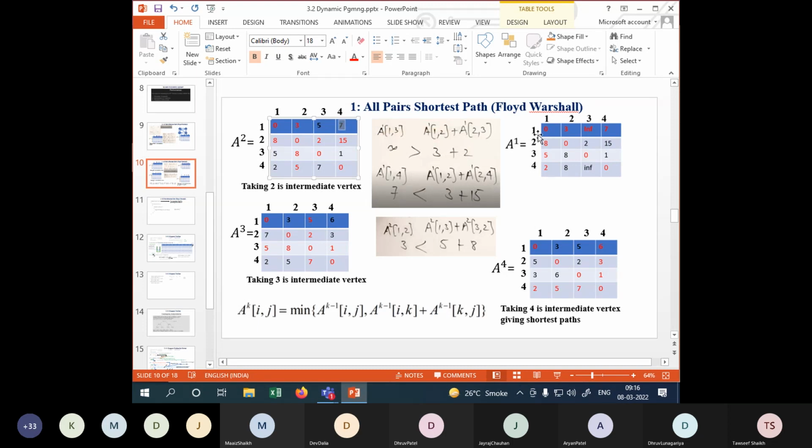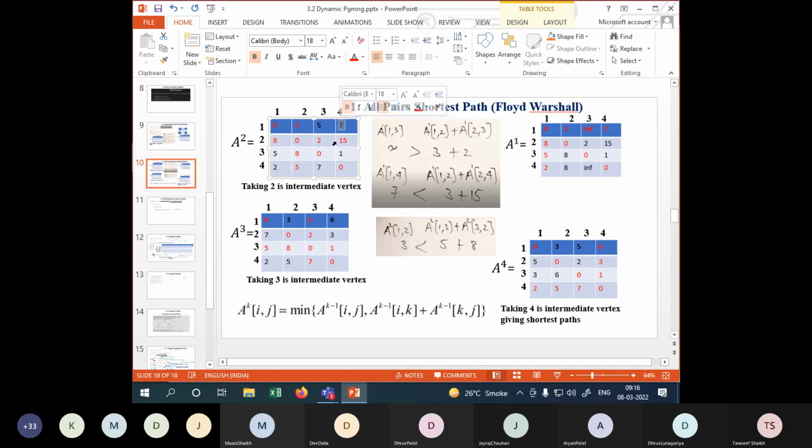So 1 to 2 means 1 and this is the second column, that's equal to 3, plus A of 2 comma 4, this is 2, this is 4, that's 15. So if we introduce the node 2 as an intermediate one, we get a cost more than what we already got. So we will not update it. That's why 7 is unchanged here.